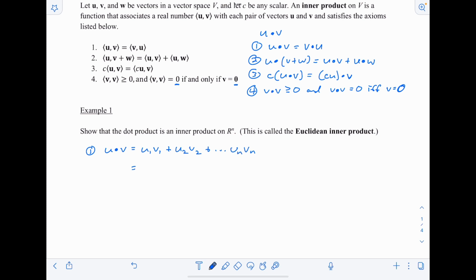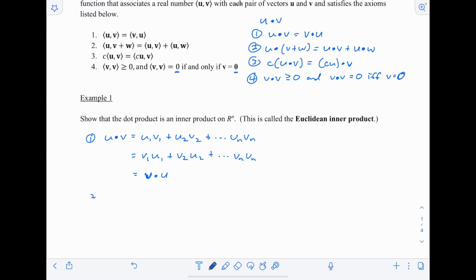Now, we know that multiplication can be done in either order, so I can flip this around and say v1 times u1 plus v2 times u2 all the way up to vn times un, which is the dot product of v and u, so v dot u. Okay, so order doesn't matter when we're doing the dot product. We can put that in either order. So 1 holds.